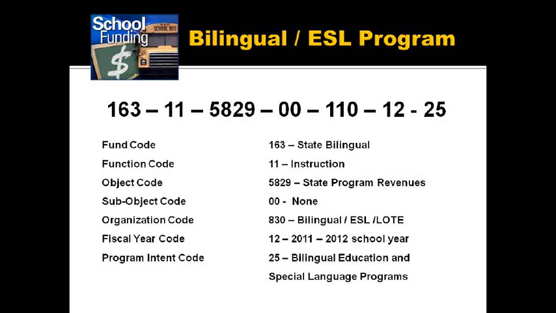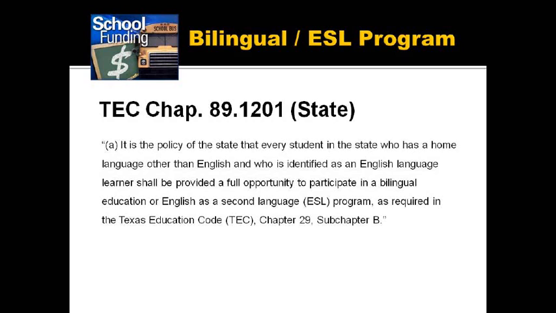The bilingual ESL program in Texas is a state-mandated program. The Texas Education Code, Chapter 89.1201 states, "It is the policy of the state that every student in the state who has a home language other than English and who is identified as an English language learner shall be provided a full opportunity to participate in a bilingual education or ESL program, as required in the Texas Education Code, Chapter 29, Subchapter B."